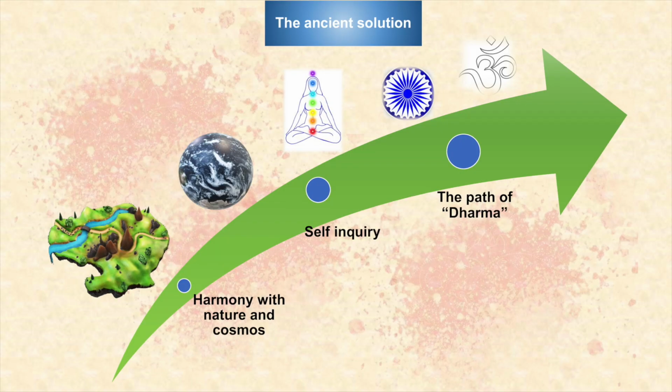Human mind and the universal, so basically the individual soul and the universal soul, we need to establish that balance. That is self-inquiry. Next is the path of dharma. Dharma is the path of morality, the path of righteousness. We need to approach any problems like this in the path of morality, the path of righteousness. That is called the path of dharma.